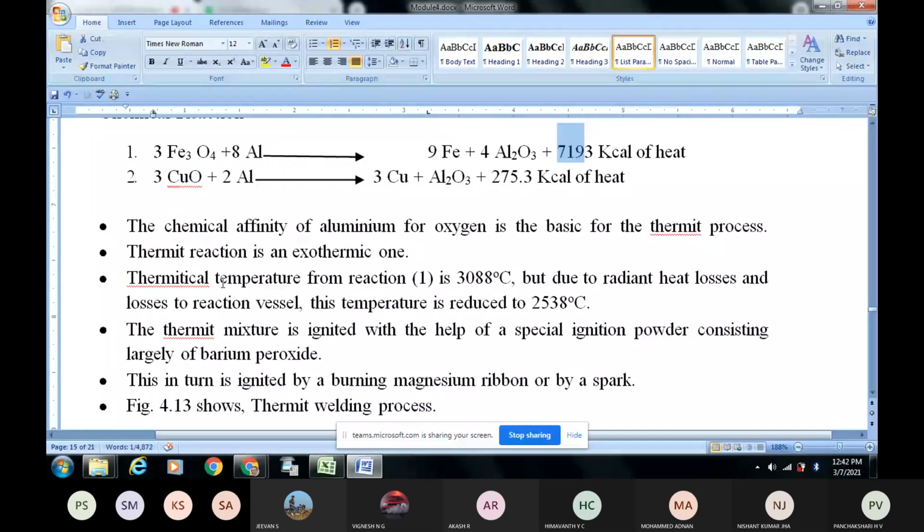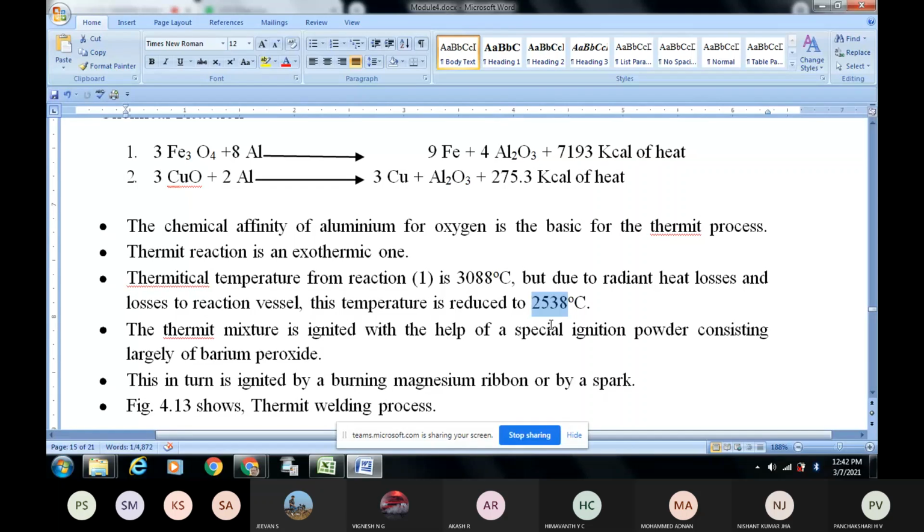So the thermit temperature from reaction 1 is 7193 kilocalories, or in degrees centigrade, it will raise the temperature up to this much due to the release of this much amount of heat. But due to radiation losses, the final temperature may come out to 2500 degrees centigrade, which is sufficient to melt the iron.